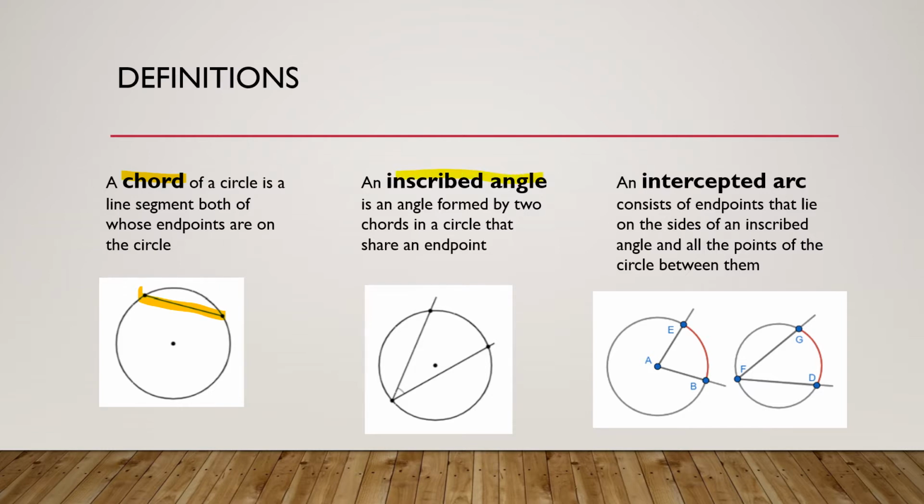Next is an inscribed angle. An inscribed angle is the angle that's formed by two chords, versus the central angle, which we did last week. And next is the intercepted arc. The intercepted arc is the arc that's formed from an inscribed angle, versus last week we did the arc that was formed from a central angle, which was our minor arc. Today we are focused on the arc that is from the inscribed angle.